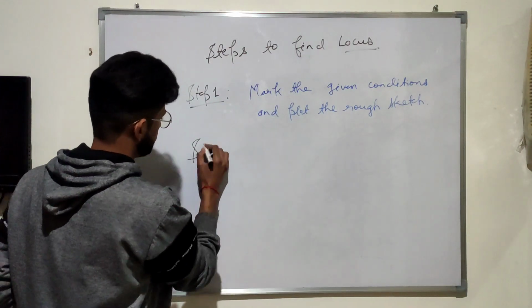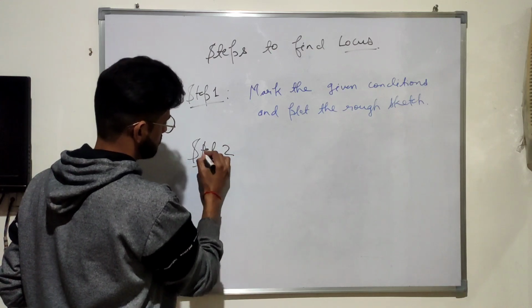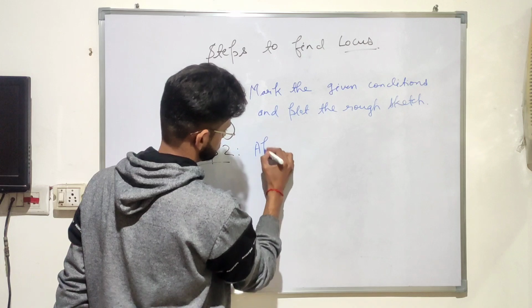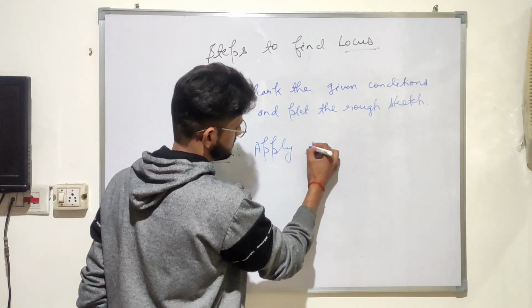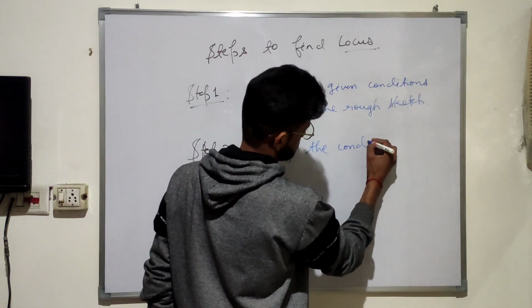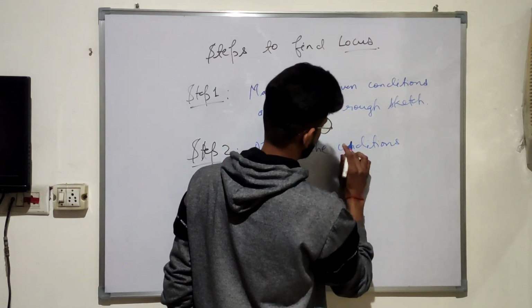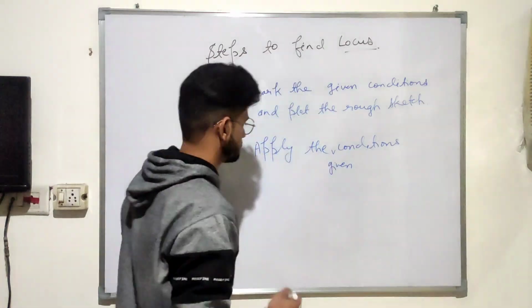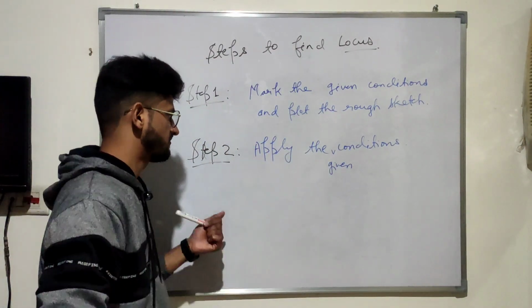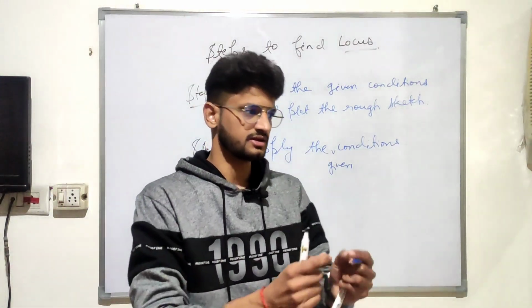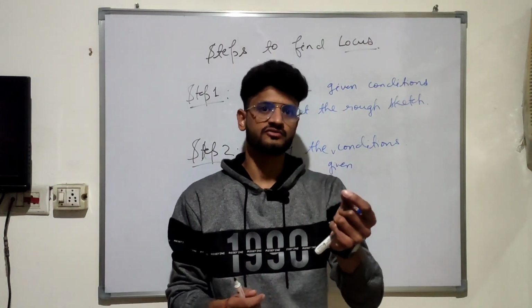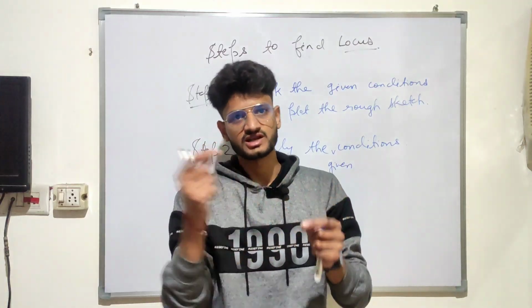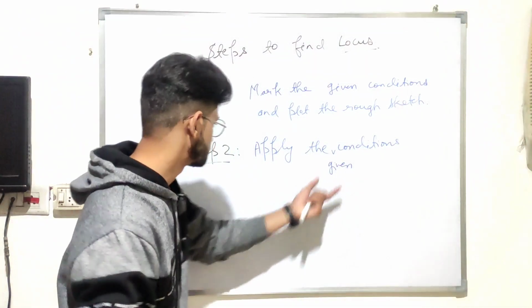After that, we will follow step number 2. We will apply the formula or whatever conditions are given. Apply the given conditions. And finally, after applying all the conditions, for example, if it says find the locus of a given condition, where the condition is that the point is at a fixed distance from a certain point, we will apply those conditions here.